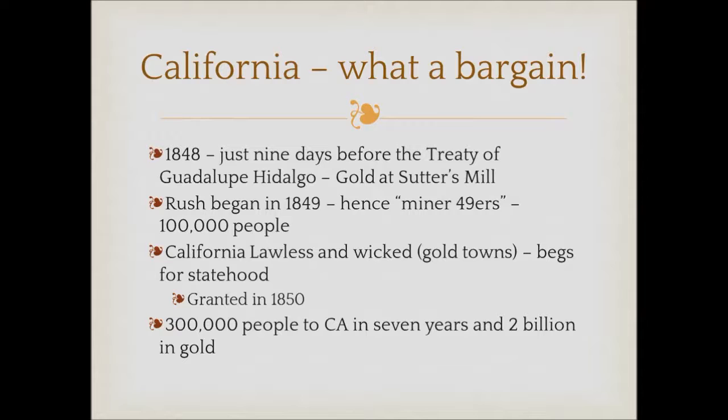So just to give you an idea, within 7 years from the year that they found gold, 1848, 300,000 people made their way to California, and $2 billion in gold was dug out of the earth. So that should give you a picture of the lawlessness of it. Even after they become a state, it's still going to be a pretty bad place to be.